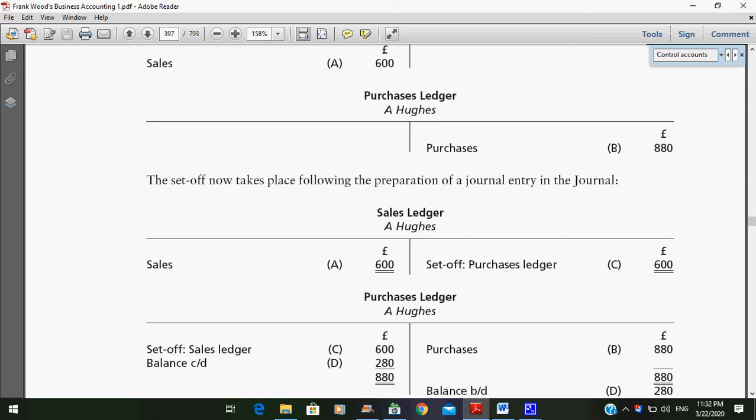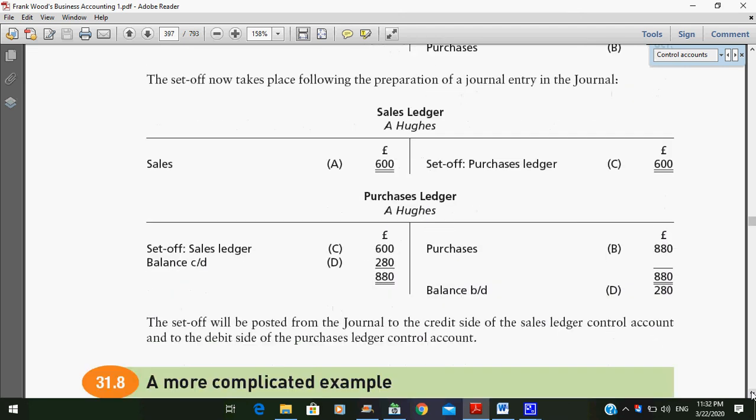Alright. In the purchase ledger now, there's a set off of what? 600 goes where? Under which side? Under the debit side of the purchase ledger. Good. And then what happens here is that you still owe him what? 280. Good. Now notice this please.